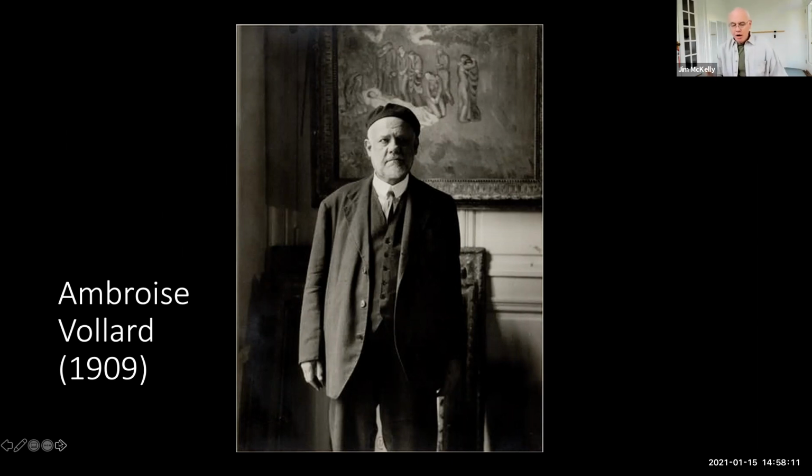This is Ambroise Vollard, right? Ambroise Vollard, 1909. Vollard was a really important, I've mentioned his name before, really important exponent of the modernist art scene. He was a gallery owner. And that's what he looked like. And you can see the great Cézanne behind him, right? So this is 1909, Vollard.